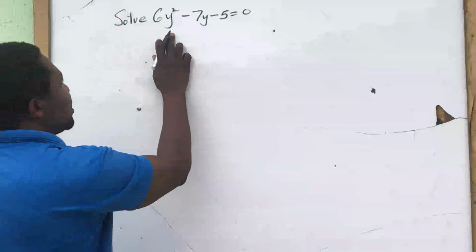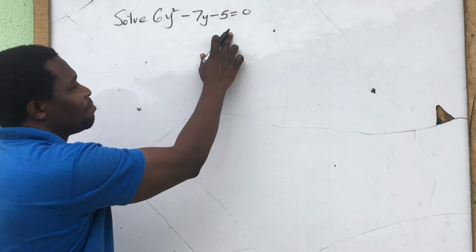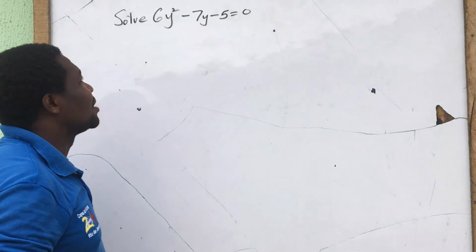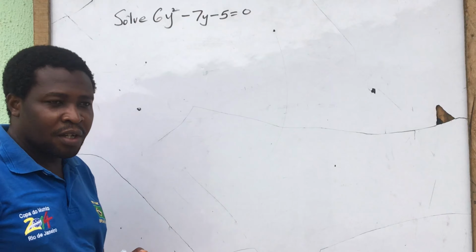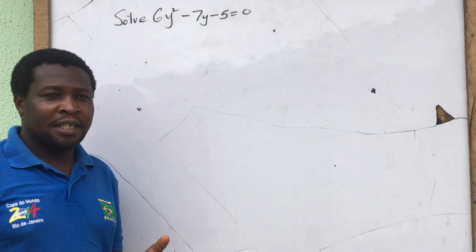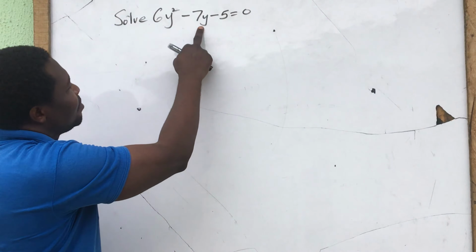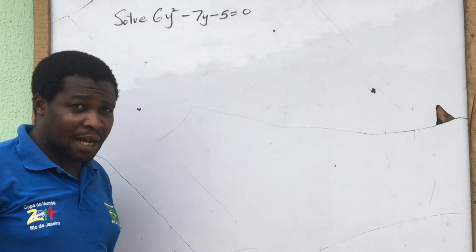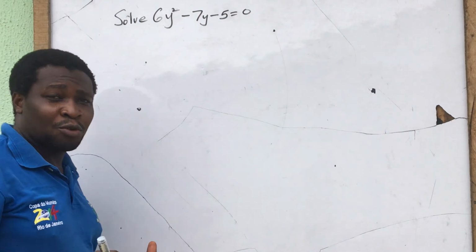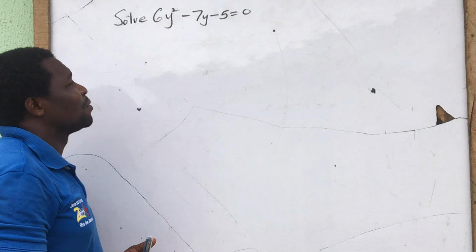Solve 6y squared minus 7y minus 5 equal to 0. This is a quadratic equation. It's a trinomial. It has a first term, a middle term, and a last term, the third term. So to solve this, we need to factorize to find the factors.